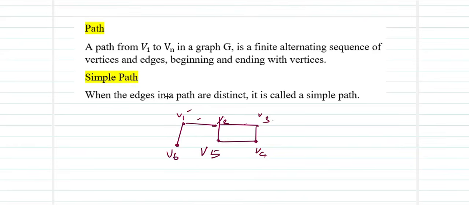When we are traversing this path, if the edges are distinct in nature. What do we mean by an edge? The line that connects any two vertices is referred to as an edge. If the edges are distinct, that is, you are not going to travel the same edge two or more times, then you call this a simple path. If you traverse every edge only once, you call the path a simple path.